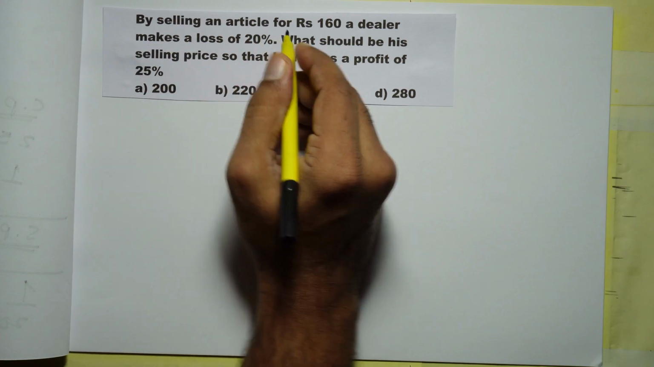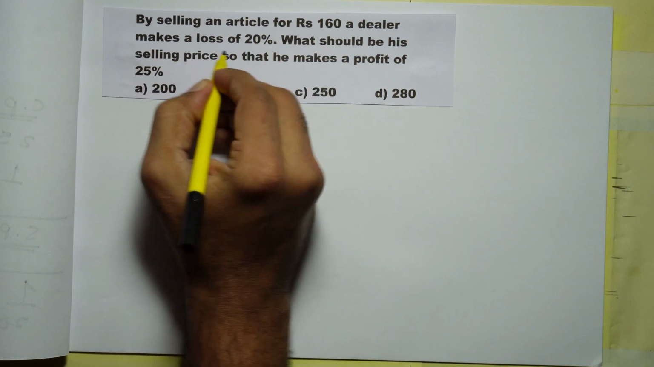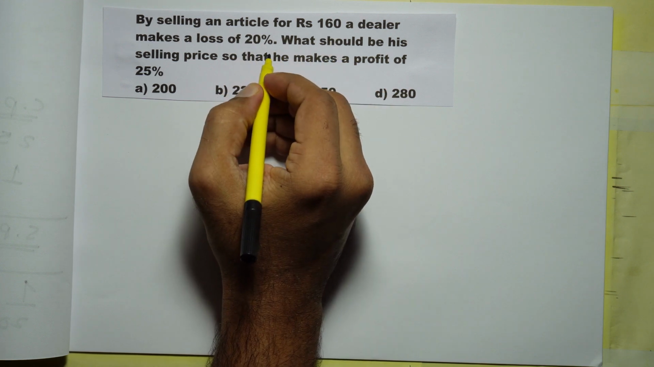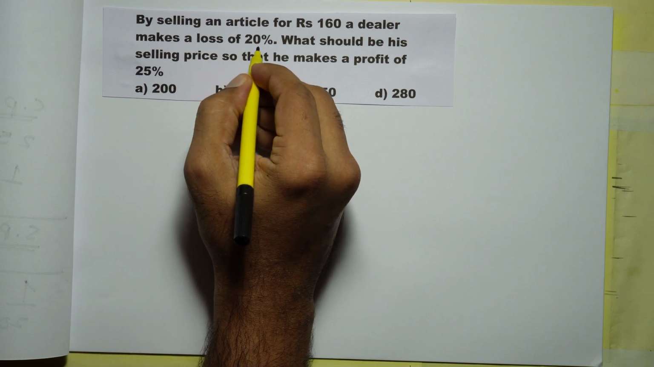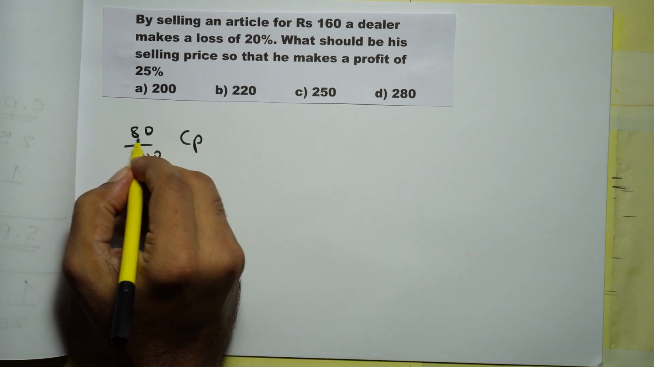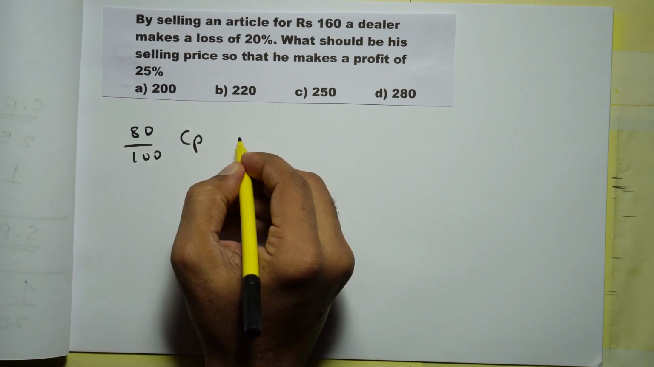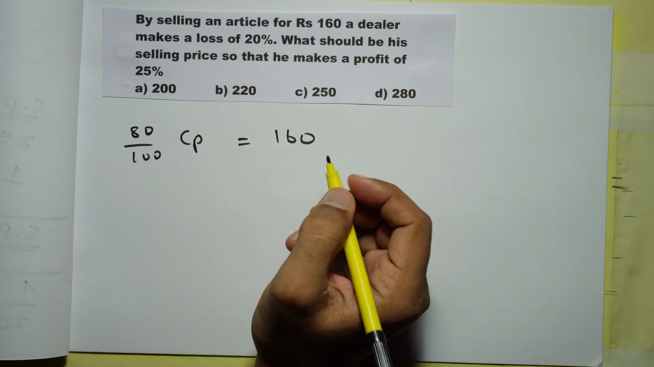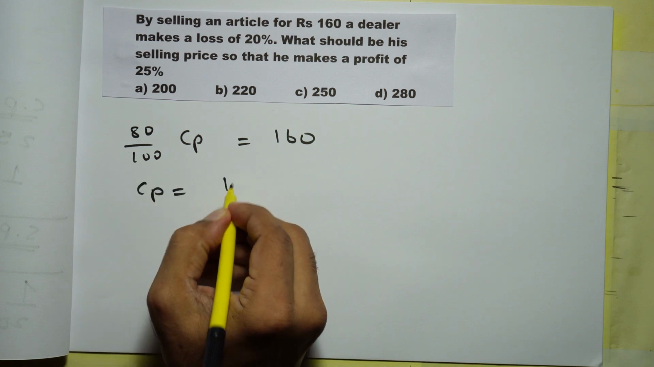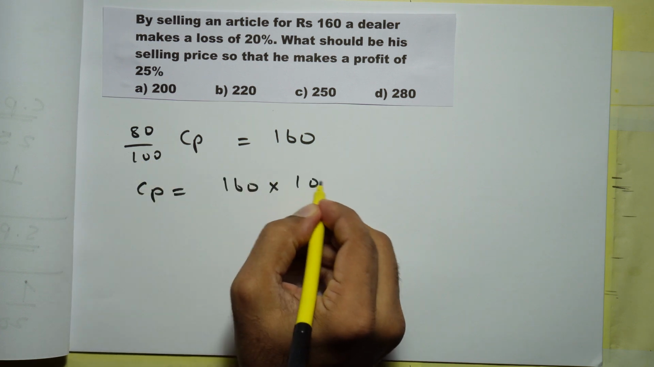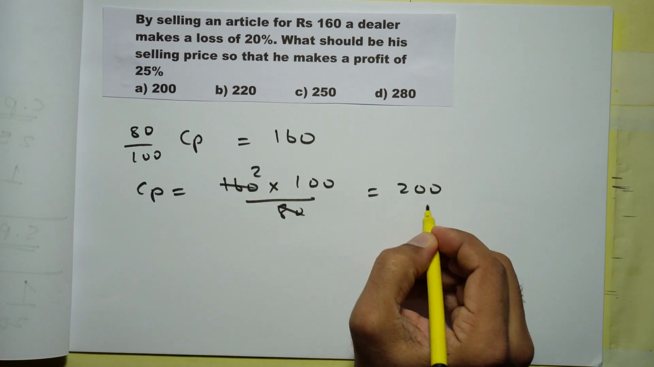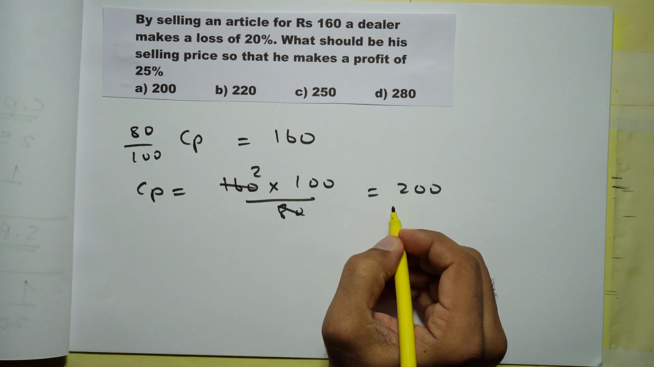By selling an article for rupees 160, a dealer makes a loss of 20%. So first we'll form the equation for that. Now he makes a loss of 20% means he will get only 80% of the cost price. So the remaining 20% of the cost price is loss, and what he gets is rupees 160. So from this we'll calculate the cost price. Cost price you'll get as 160 into 100 by 80. 80 divides 2 times, so 2 into 100 gives you 200. So the cost price is rupees 200.